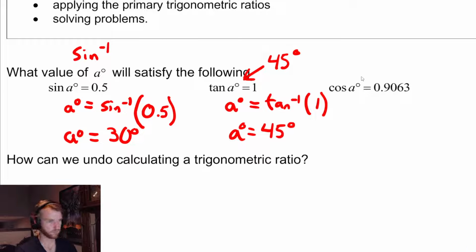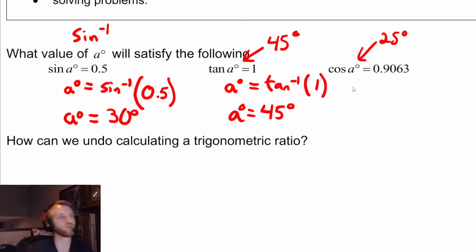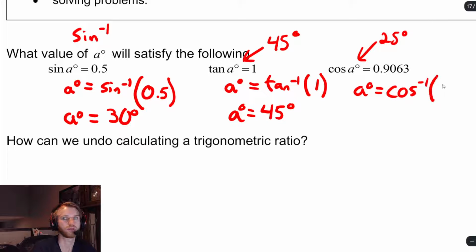Lastly, this is going to work the exact same way. So the cos of some angle is equal to this number. The angle that this actually is is 25 degrees. So if you put cos 25 degrees in, you would get that. We're going to do this the exact same as with the other ones. To get A by itself, we're going to take this cos and move it to the other side, but now it is cos inverse of 0.9063.